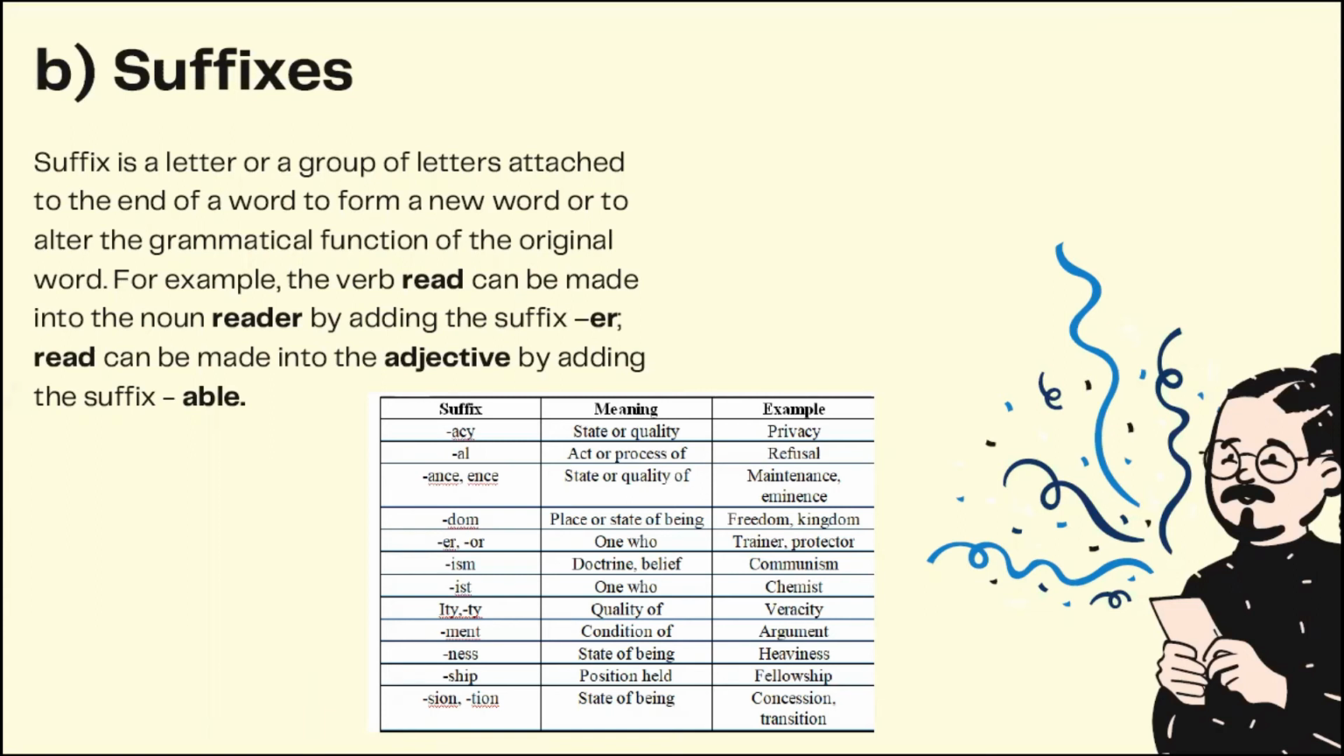For example, the verb book. Book as verb 1, and as you want to change it into verb 2, it becomes booked, with ed at the end. But it doesn't necessarily change the meaning of book itself, and it doesn't change the part of speech of book either.